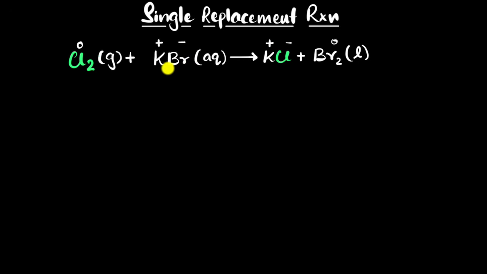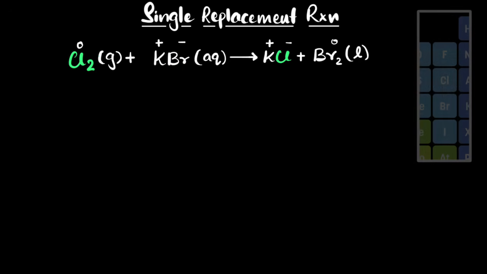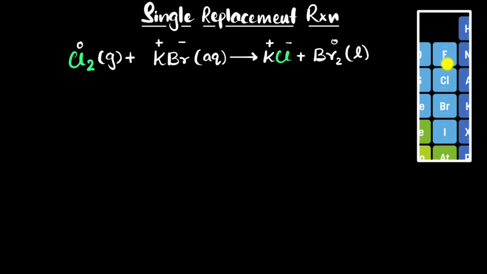This mostly happens with the halogens. And if you're wondering now what is the activity series for this, well, then we can just look at the periodic table. We don't need another activity series for halogens. The ones on the top can replace the ones on the bottom. That's why chlorine can replace bromine. But bromine, for example, cannot replace fluorine.